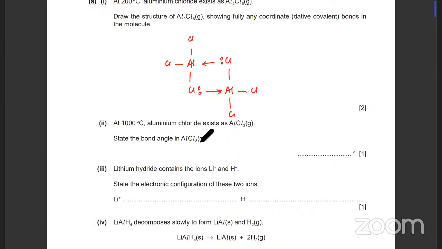State the bond angle in AlCl3. What's the bond angle in AlCl3 when you just have 3 bonds? 120. Okay, that's going to be 120. State the electronic configuration of these two ions. I'm not really sure what electronic configuration they are looking for, so I'm just going to go with the 1s2, 2s2 one, the most detailed one. When in doubt, give the most detailed version of the answer. So Li+ had 3 electrons, and now it's got 2 electrons. So that's going to be 1s2. And H- had 1 electron, but now it's going to be 1s2 as well, right?